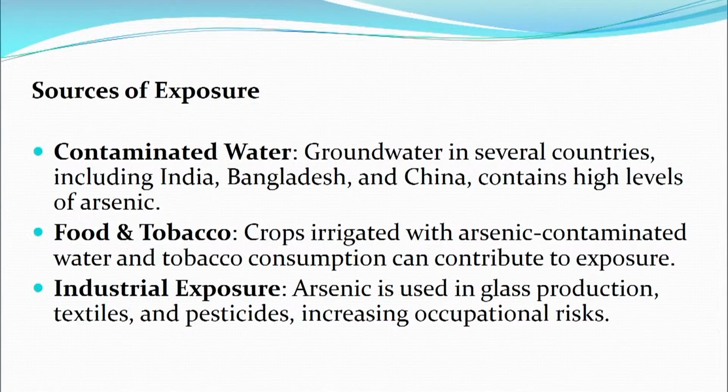So what are the sources of exposure? It may be contaminated water, food and tobacco, and industrial exposure. Countries like India, Bangladesh and China contain high levels of arsenic in their groundwater. Crops irrigated with arsenic contaminated water and tobacco consumption can also contribute to arsenic exposure. Arsenic is used in glass production, textiles and pesticides, increasing occupational risk.